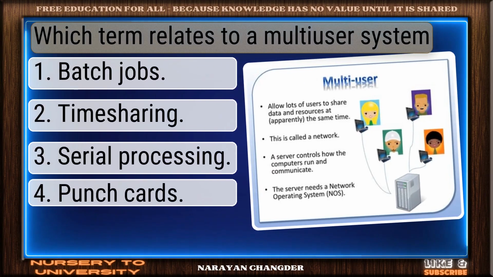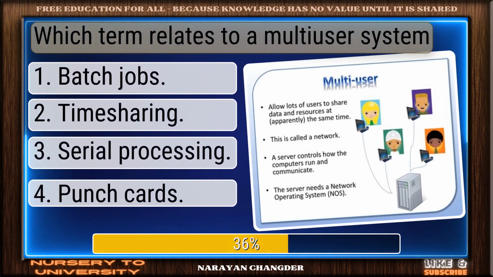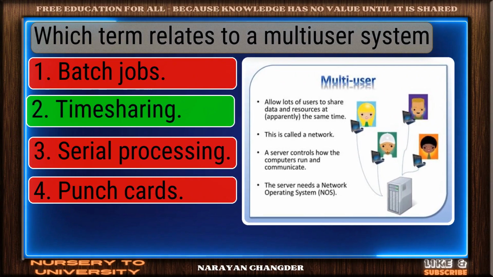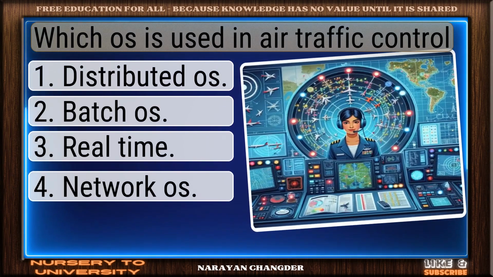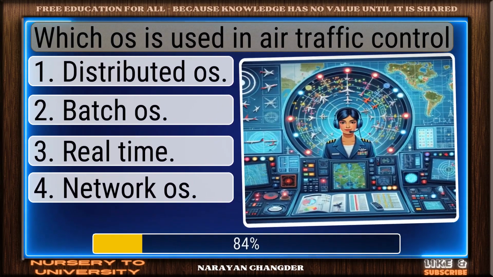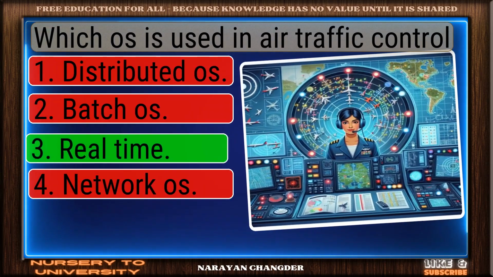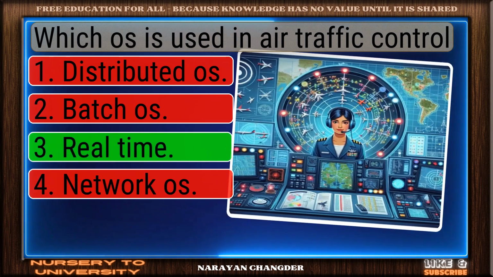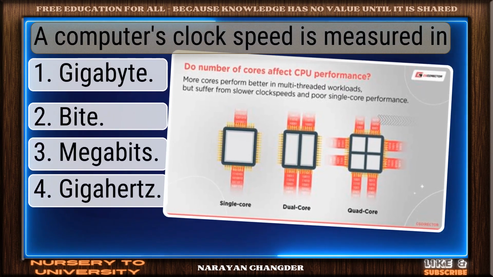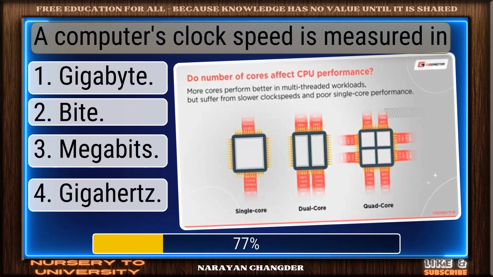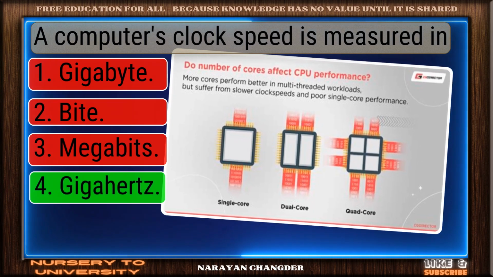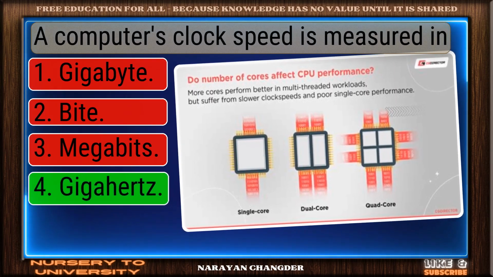Which term relates to a multi-user system? Valid point. Time sharing is true. Which OS is used in air traffic control? You're right. Real time is the correct answer. A computer's clock speed is measured in. Nice selection. Gigahertz is the correct and valid answer.